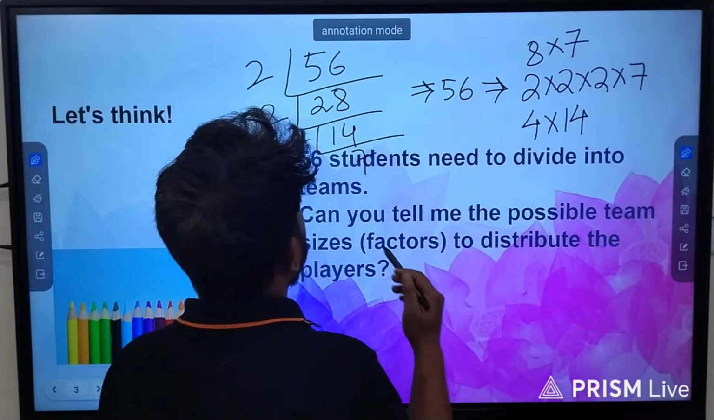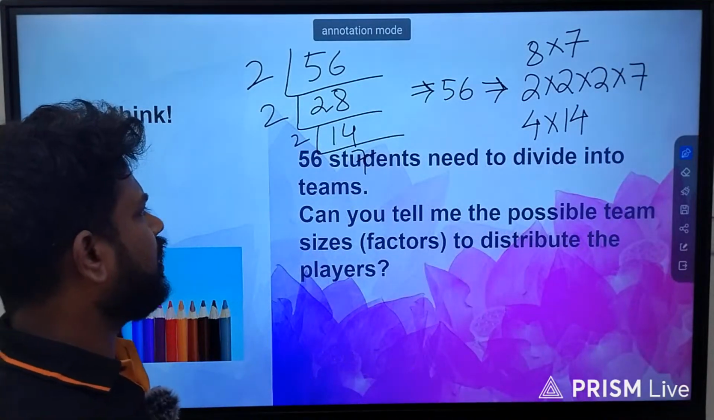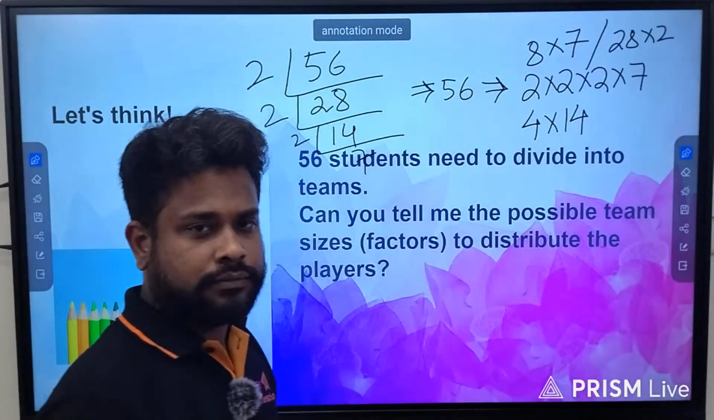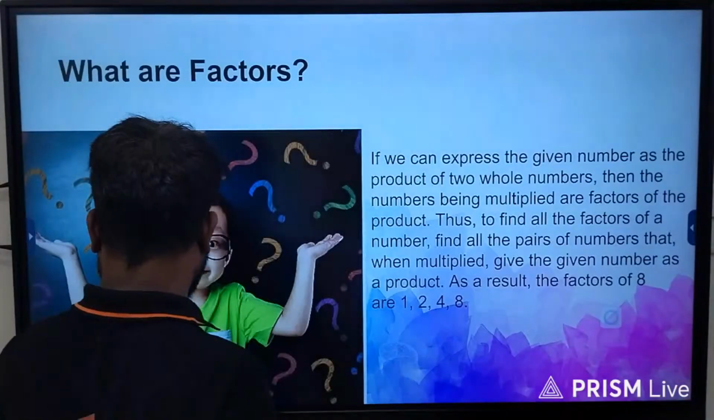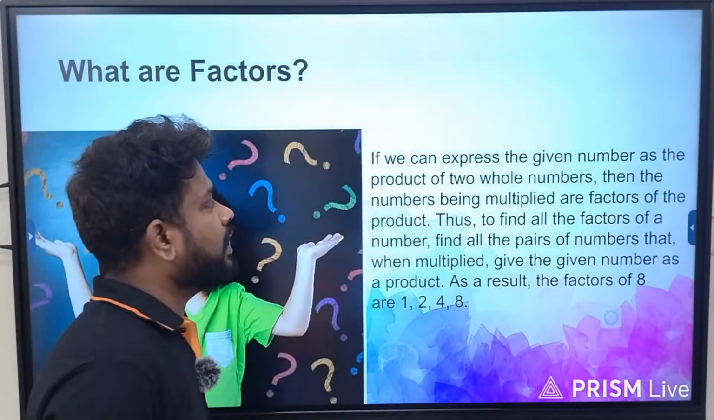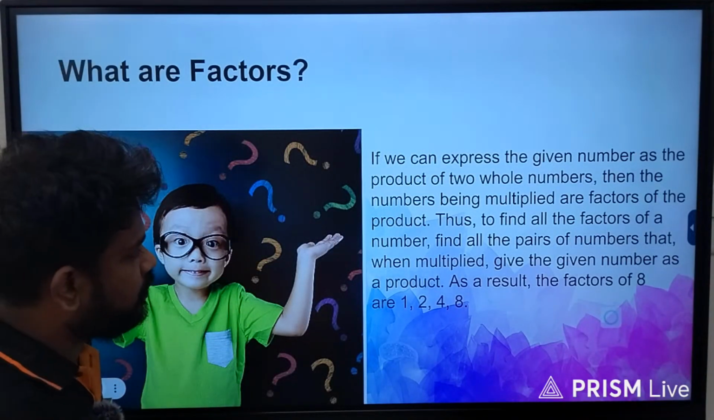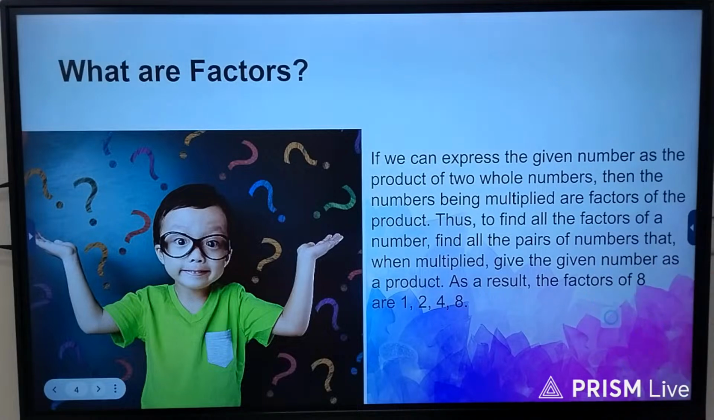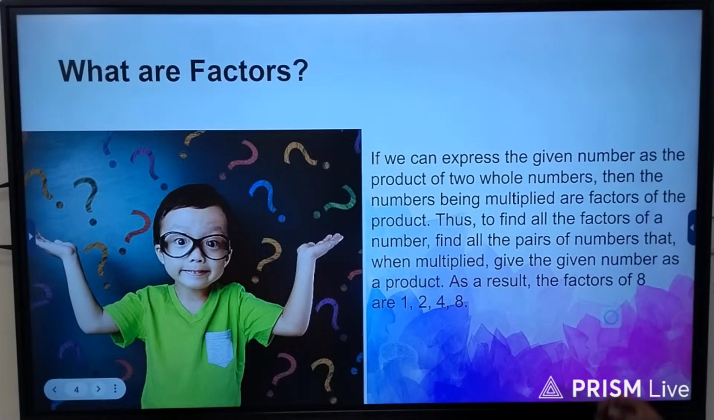There are so many, like 14 into 4 is already done. I can also divide it like 28 into 2 and so many. So these are all the factors of 56. Let's go further. If we can express the given number as the product of two whole numbers, then the numbers being multiplied are factors of the product. Thus, to find all the factors of a number, find all the pairs of numbers that when multiplied give the given number as product. As a result, the factors of 8 are 1, 2, 4, 8.